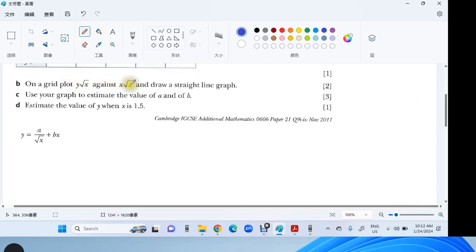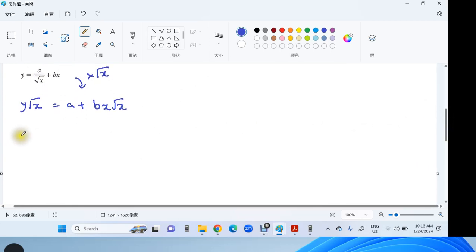So they want us to plot this against this. Then we know that this is the capital X and this is the capital Y. So we have to rewrite this nonlinear equation to the linear form. We multiply with the square root x. So y times square root x gives y square root x. A over square root x times square root x, then we have a only. So this is y square root x equal to b x square root x plus a.